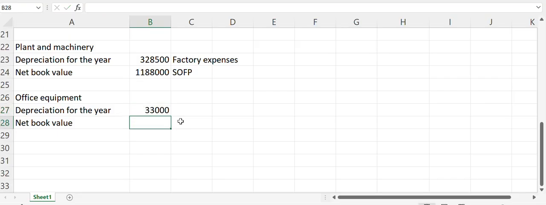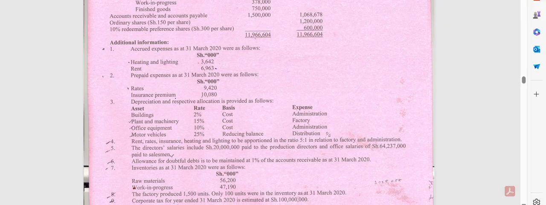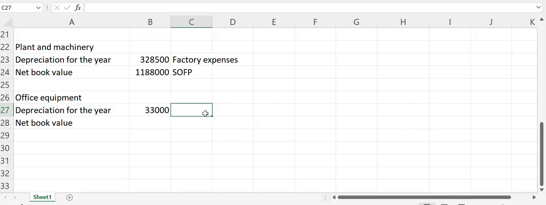330,000. So that will be recorded under what expense? They said under what expense in the admin it is. So this one is admin expenses. Okay, admin expenses. So to get the net book value, we are going to say the 330,000.